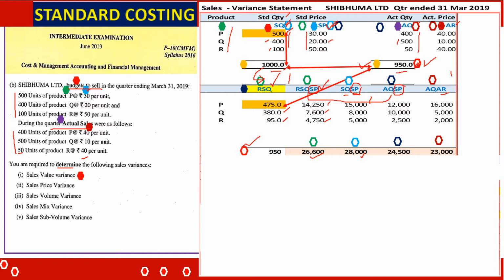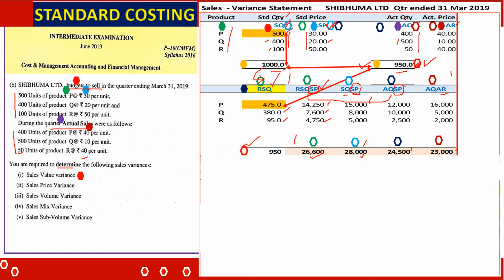The question asks us, what is the sales value variance? When we talk of variance, we compare one of these figures with the other. Our original task was 28,000. We actually achieved 23,000. Then we revised our target. And if we value the actuals at target price, it is this figure.